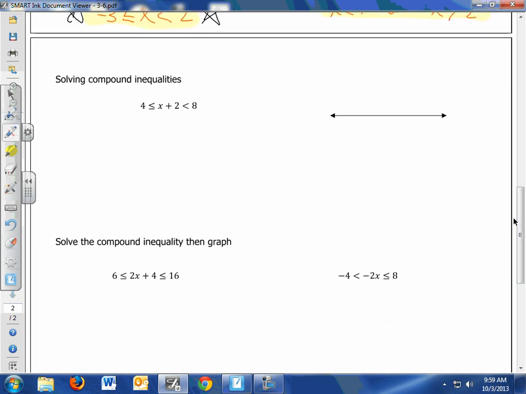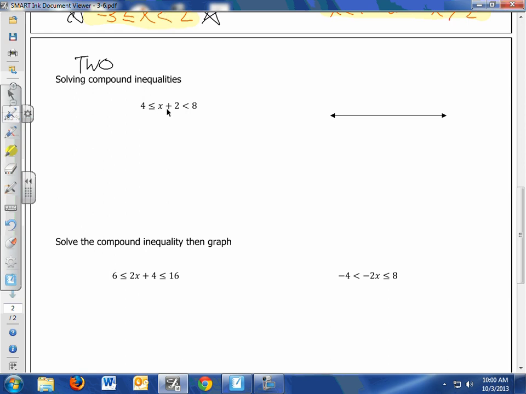Solving compound inequalities. Remember, compound means we have two or more. This is actually two problems in one. Okay? This is how we do it.